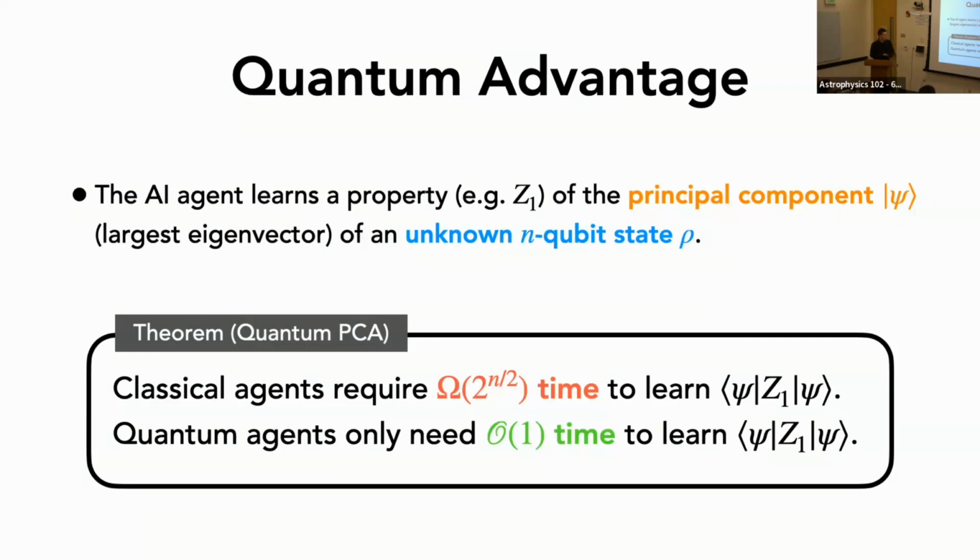And previously, there were already quantum algorithms for doing quantum principal component analysis by Seth Lloyd, Masoud Mohseni, and Patrick Rebentrost. However, only in the past few years were we able to show that for this task there is actually also an exponential advantage, because we can prove that any classical AI agent will require an exponential amount of time to learn this property, whereas the quantum agent only requires a constant amount of time under the assumption that there's a spectral gap. So the largest and the second largest eigenvalues are gapped by a constant. So this is just another example where we can establish an exponential advantage in learning about physical systems.